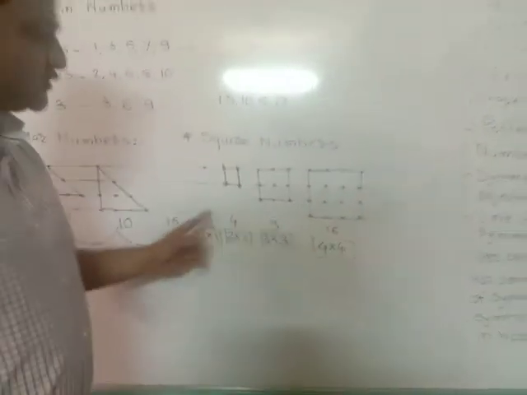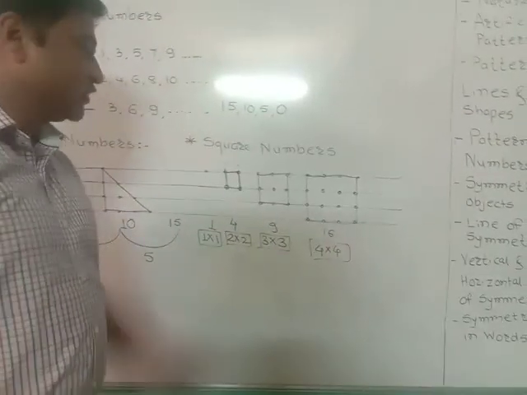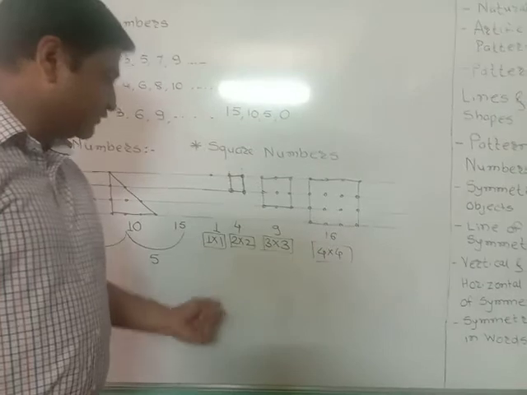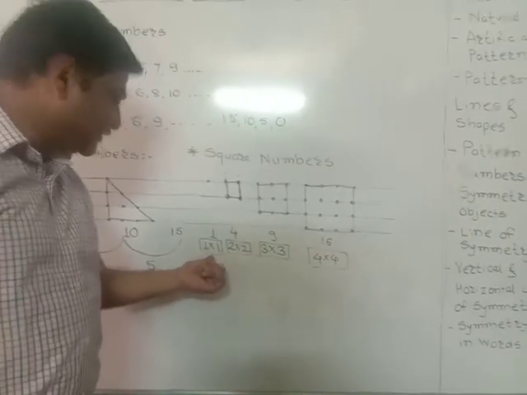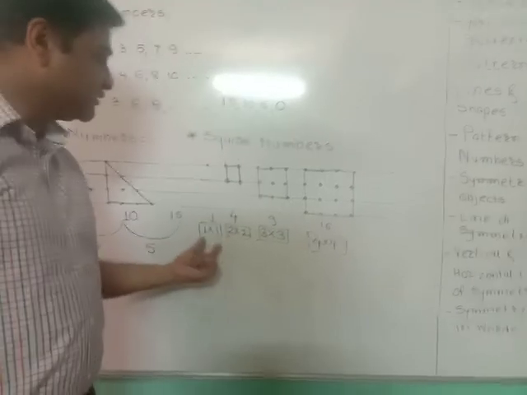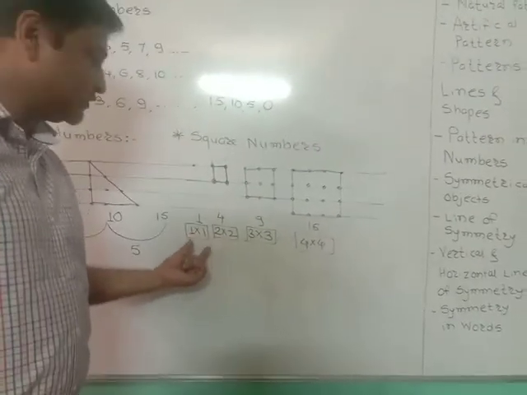Such numbers are known as square numbers. If the dots are arranged in a particular manner, I am getting a square. Even a number multiplied by itself is known as the square of a number. So you can see that these numbers occur in a particular order.